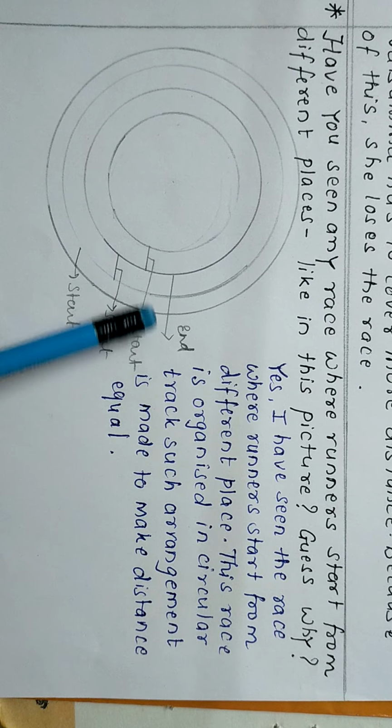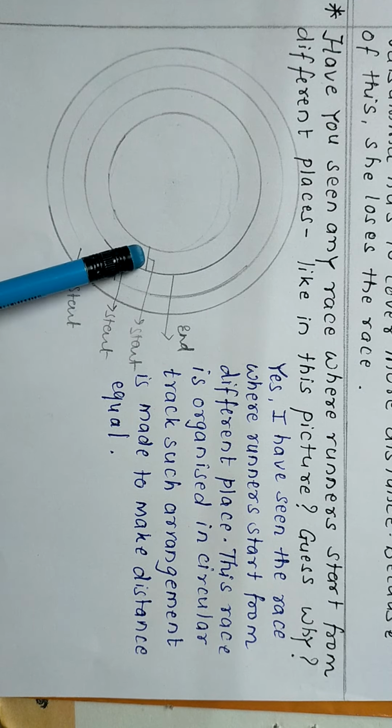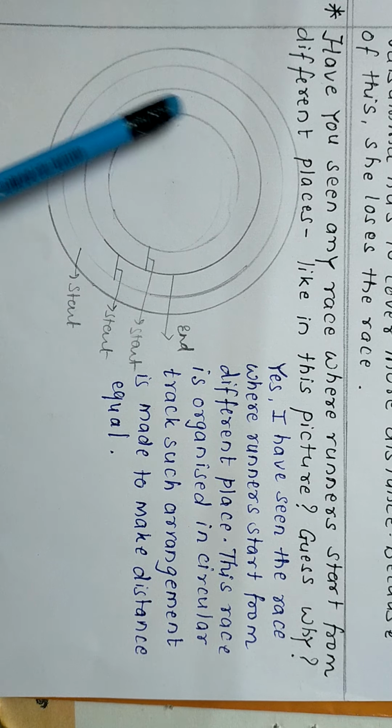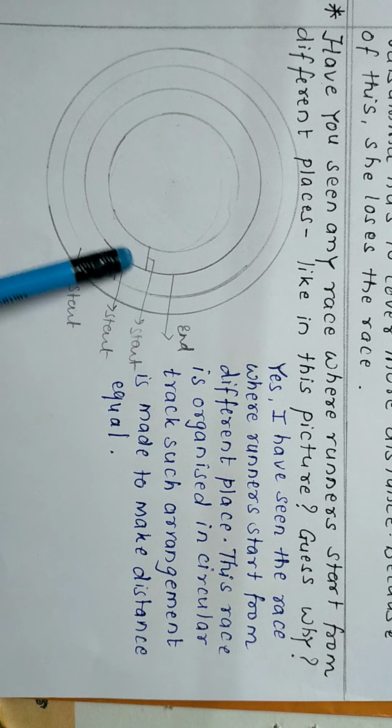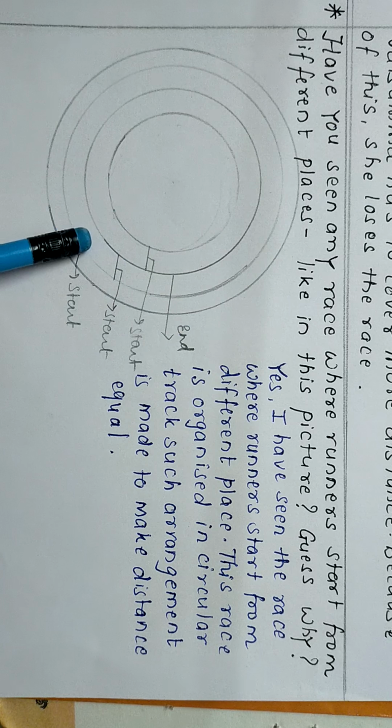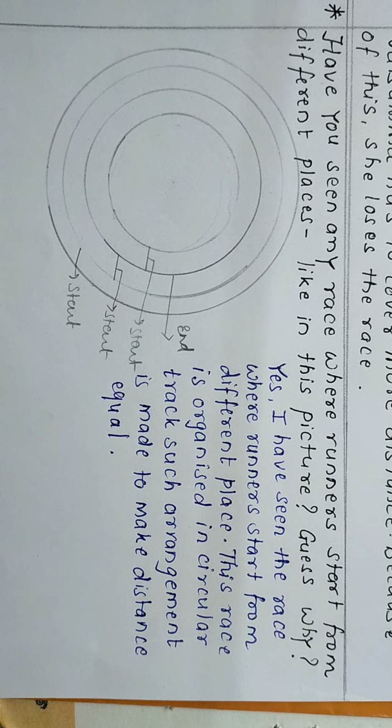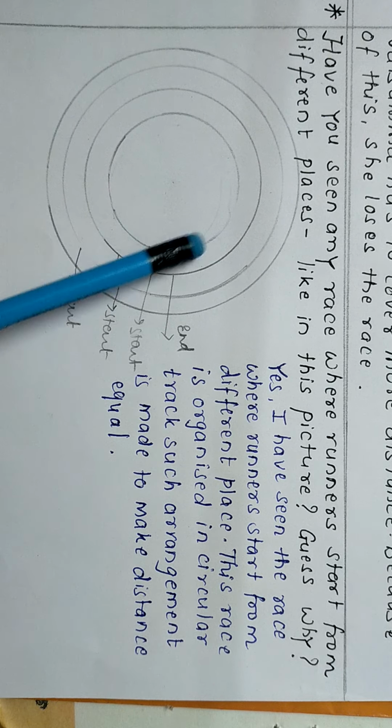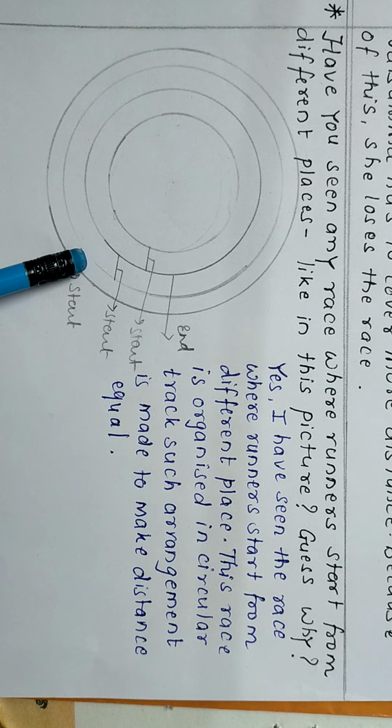Why do they do it? Because the distance for everyone should be equal. That's why they are keeping them in this way, and this round circle is called the track. Okay. In our school also, whenever sports day is there, in the relay race students are standing in this way at some distance, right? Why? To maintain equal distance for each and every participant.